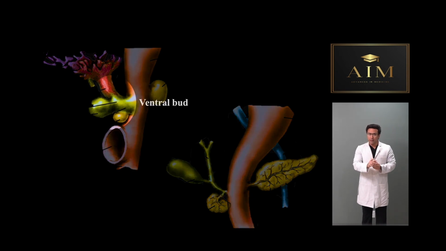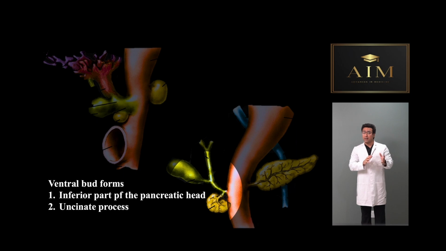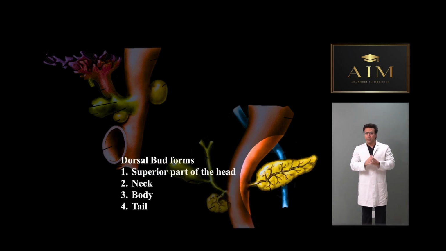Two buds, one large and one small, grow from the primitive duodenum at the point where the foregut and midgut meet to form the pancreas. The inferior part of the pancreatic head and uncinate process originate from the ventral bud, while the superior part of the body, head and tail arise from the dorsal bud.